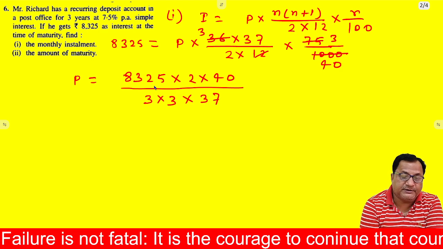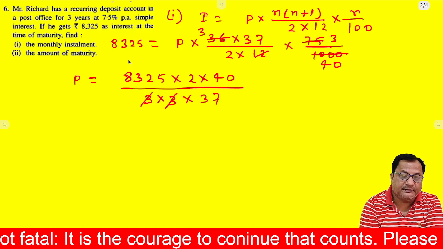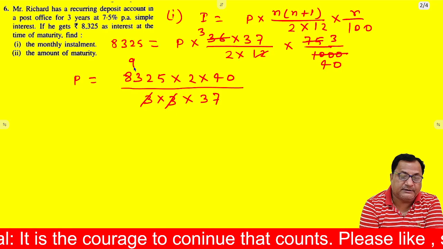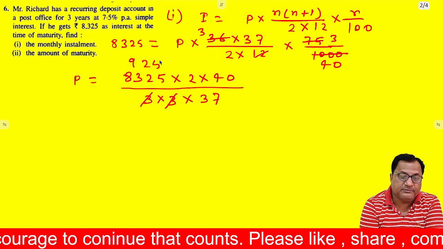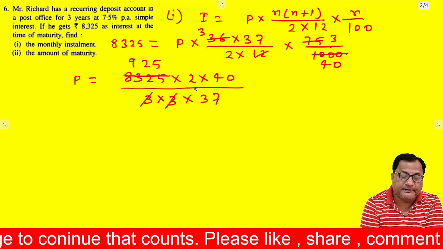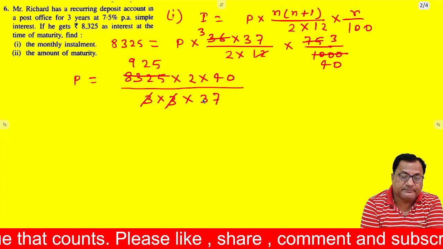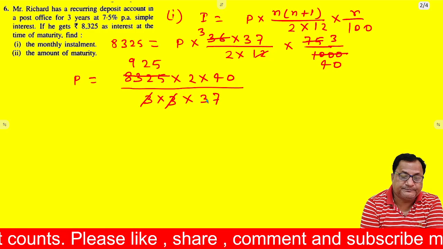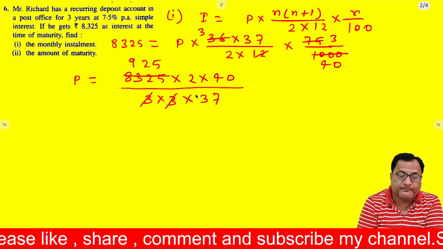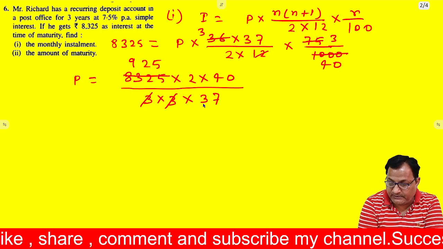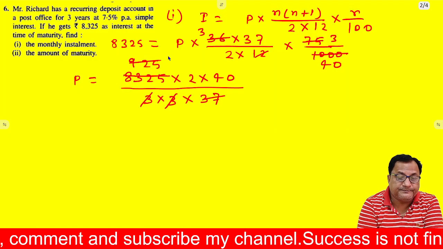First we will cut by 3, 3 threes are 9. This will cut, 9 nines are 81, 2. Then it will divide 925 by 37, and then we will get 25.